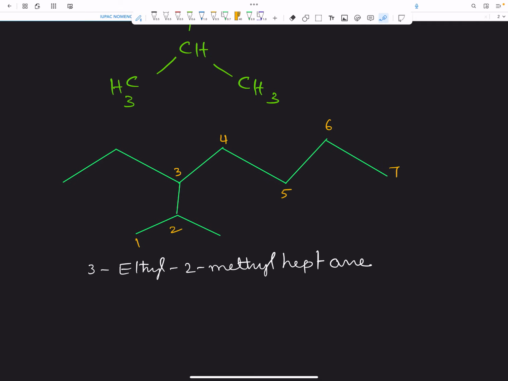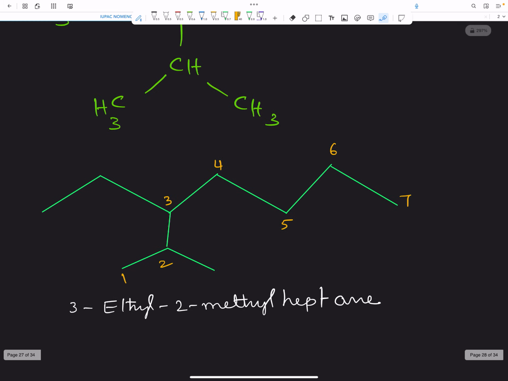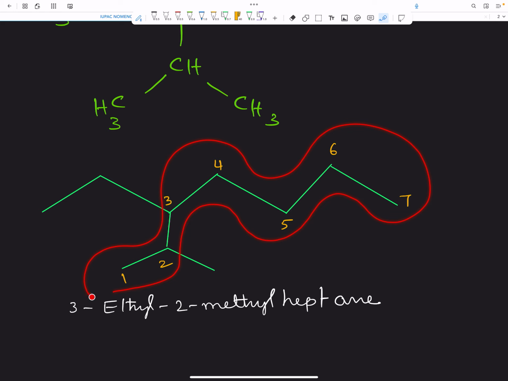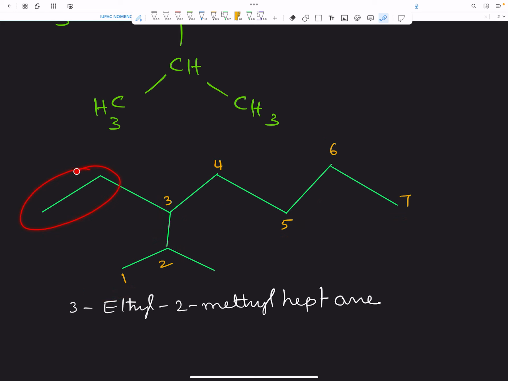Okay, to write the IUPAC name of this molecule, this is the longest carbon chain and there are 2 substituents, ethyl and methyl. Ethyl comes first in alphabetical order. Its IUPAC name becomes 3-ethyl 2-methyl heptane.